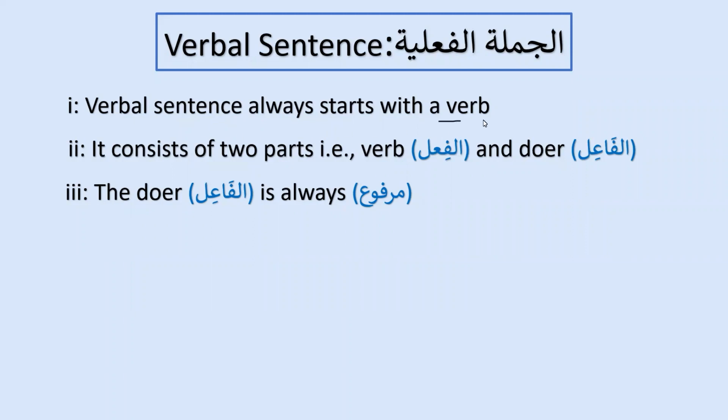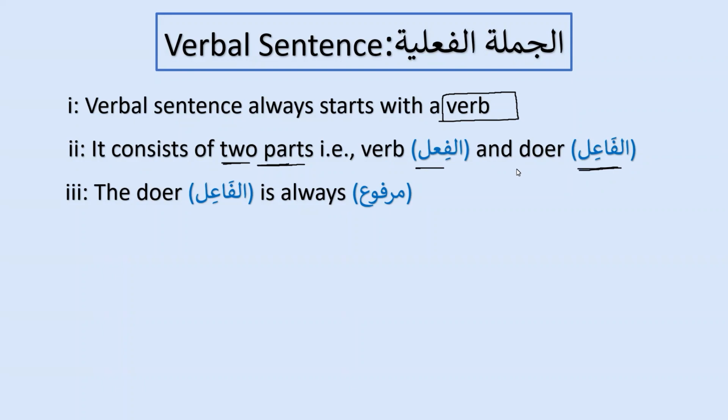As we know, there are only two types of sentences. Al-jumlatul ismiyah, that always starts with a noun, and al-jumlatul fi'liyah, that always starts with a verb. It consists of two parts. There must be minimum two parts. There can be more than two, but there should be at least two parts. That is al-fi'l, the verb, and al-fa'il, the doer of the action.